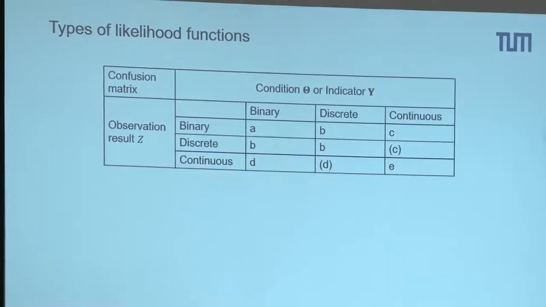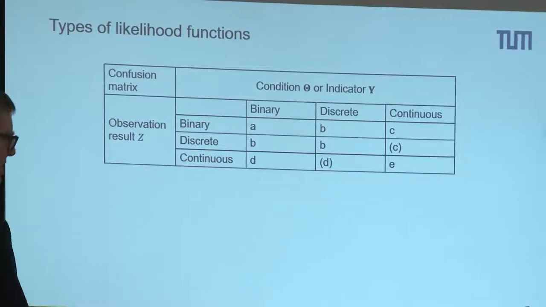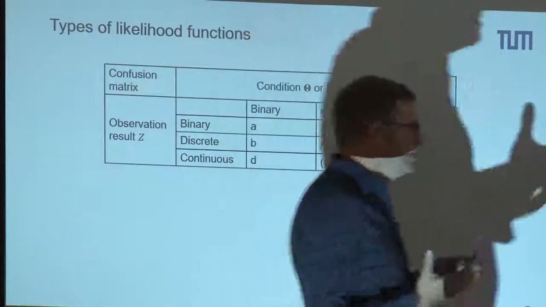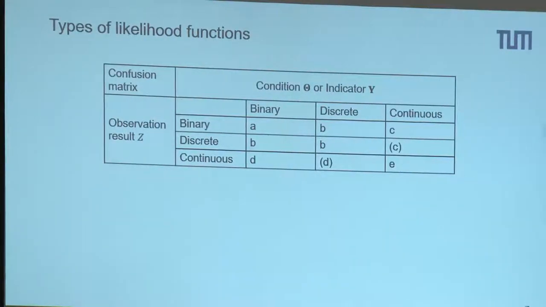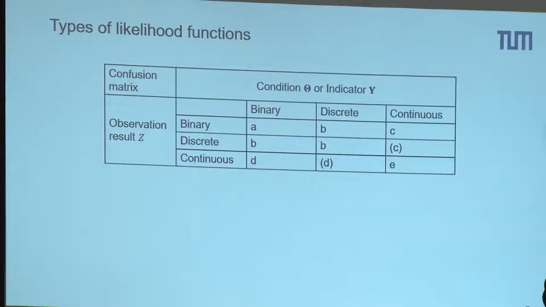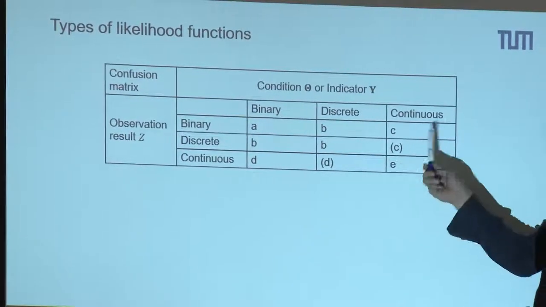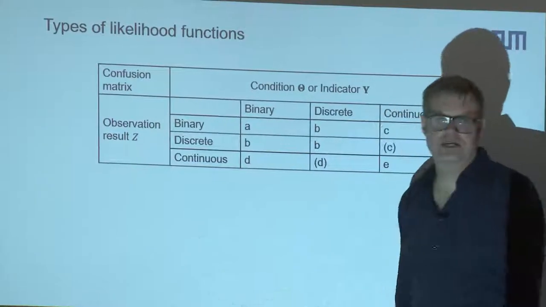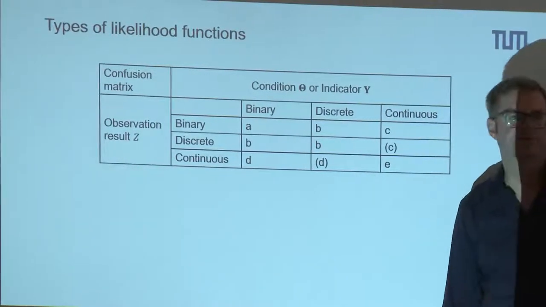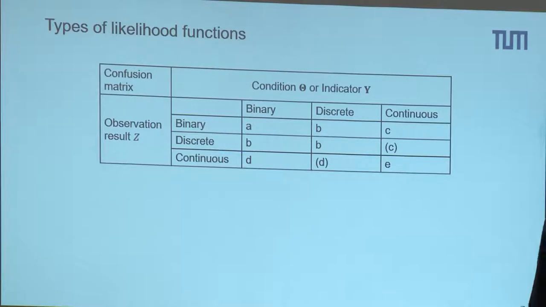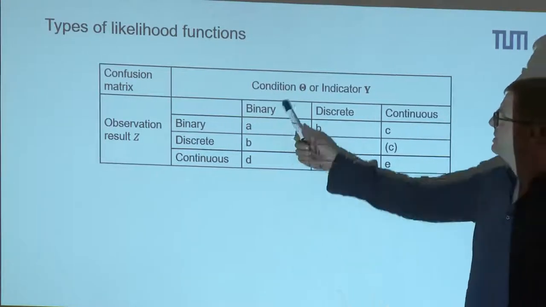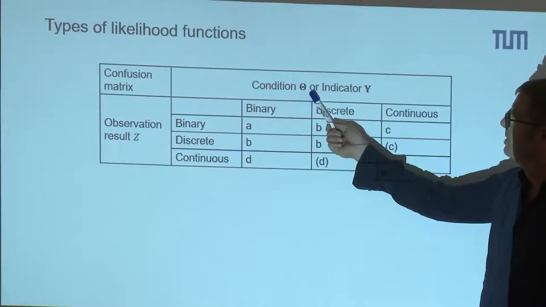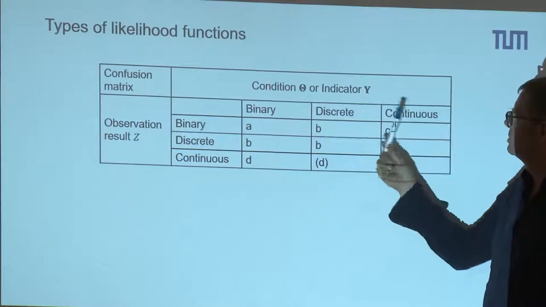Okay, now we have to look at the real world. This is a very general concept. Now, how does it look for specific cases? I tried to make a kind of classification here of the different cases of types of data and model parameters that we can have. Most generally, I distinguish that the condition itself can be binary, discrete, or continuous.